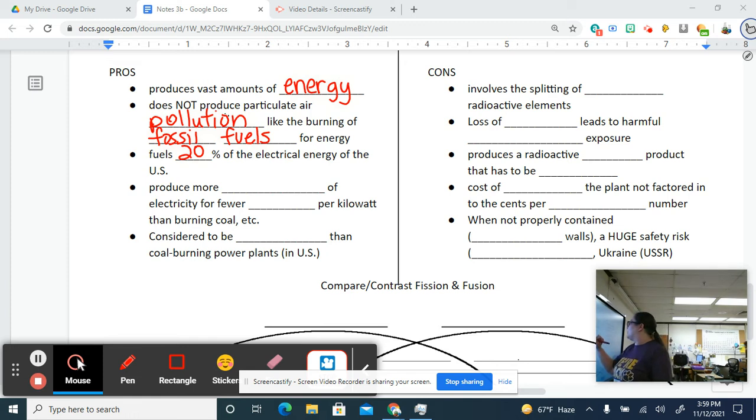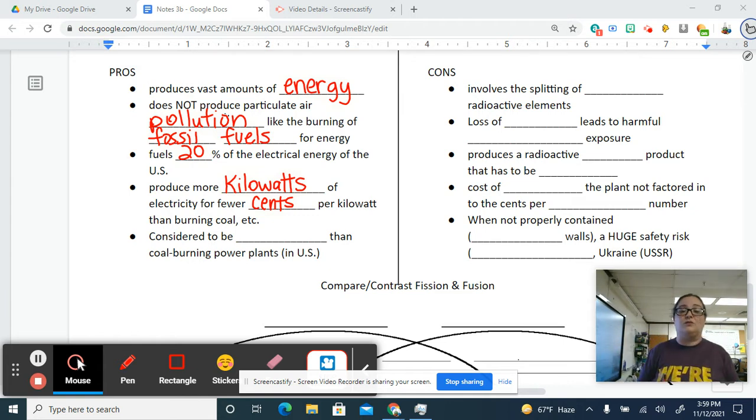It produces more kilowatts, which is how we measure electricity. It produces more kilowatts of electricity for fewer cents per kilowatt. So it is cheaper than all of our other things. Coal, wind, solar, it's cheaper. And it is considered to be safer than the coal burning plants in the US. There are accidents in coal mines and in coal plants all the time. You hardly ever hear about accidents in nuclear power plants. And when it does happen, very rarely are there any deaths. People die in coal mines. It's really not safe.